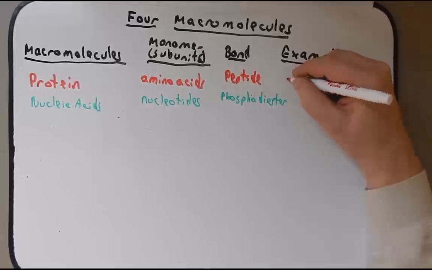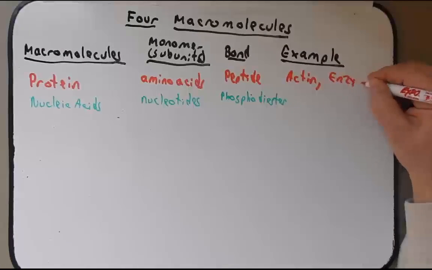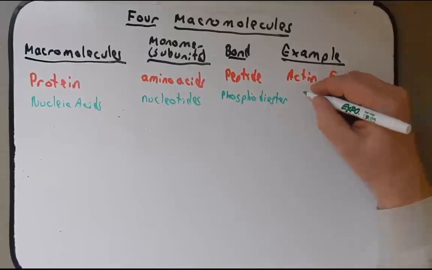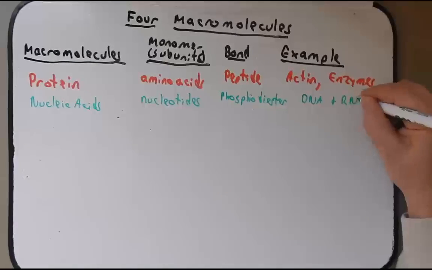For proteins, remember we talked about a lot of different examples. We talked about actin. We talked about several kinds of enzymes. Remember, we went through that whole list of different functions that proteins do. They play a role in structure. They play a role in signaling and communication. So a lot of different examples there. Nucleic acids, the examples for these are DNA and RNA.